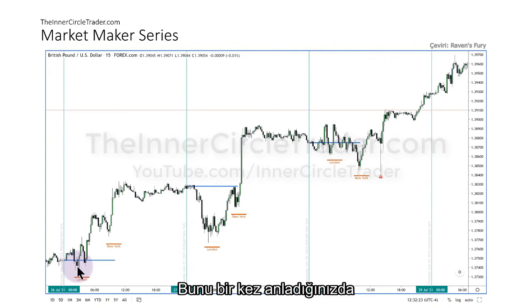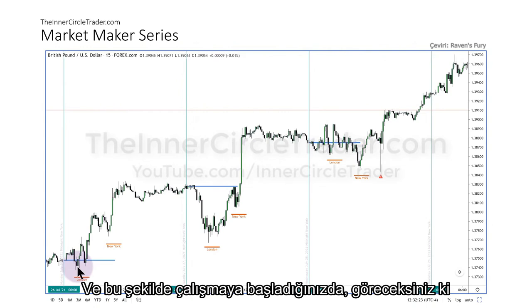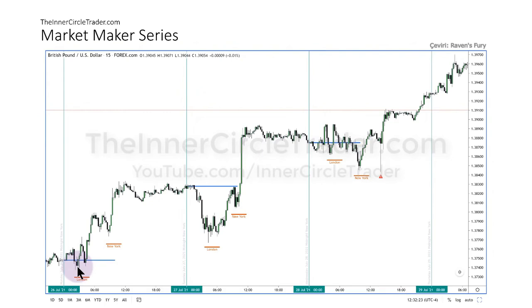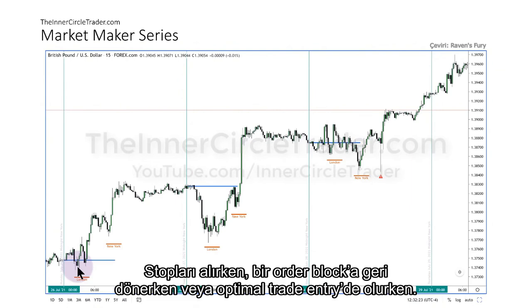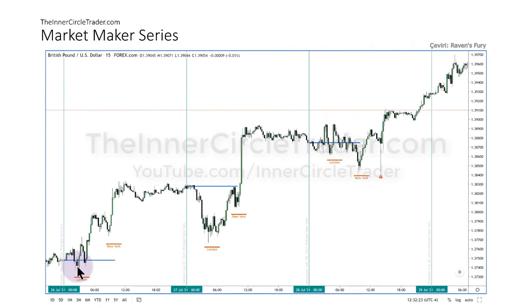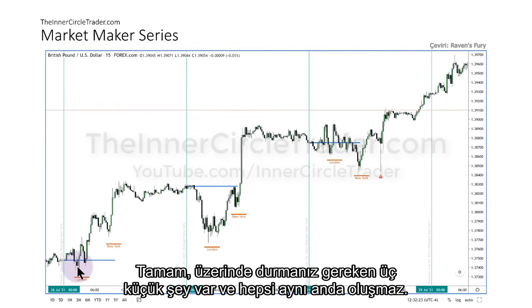Once you understand this and you start studying it like this, you're going to see it's always been there. Always. But these 3 days and this element of time, that is crucial. And in what price? Where's the price factor in? Price is when you're taking out stops, returning to an order block or an optimal trade entry. That's it. There's 3 little things there. Okay, 3 little things that you need to worry about.